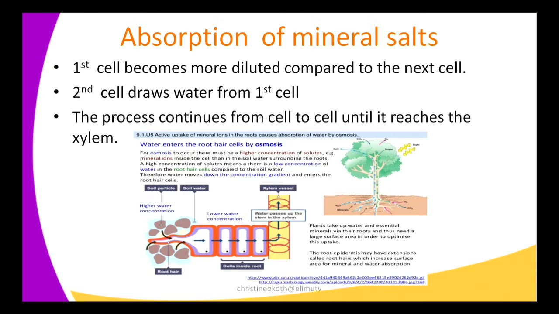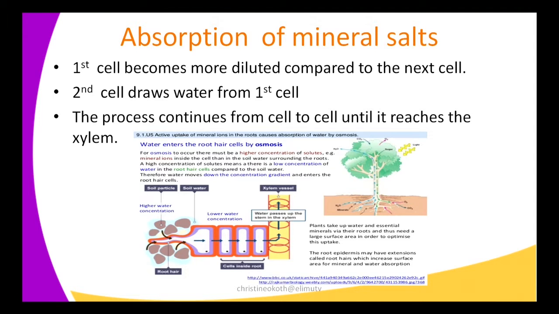So this is how the process goes. From the first cell, it becomes more diluted compared to the next cell. The second cell will draw water from the first cell, still using the process of osmosis. This process will continuously move on from cell to cell until it reaches the xylem.